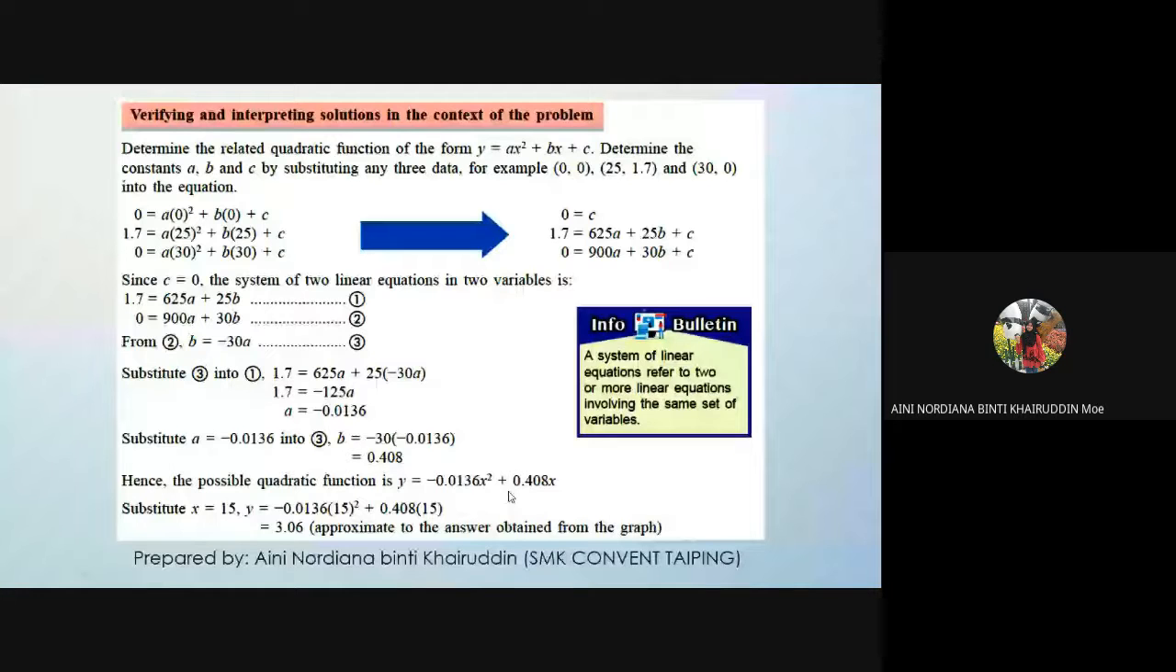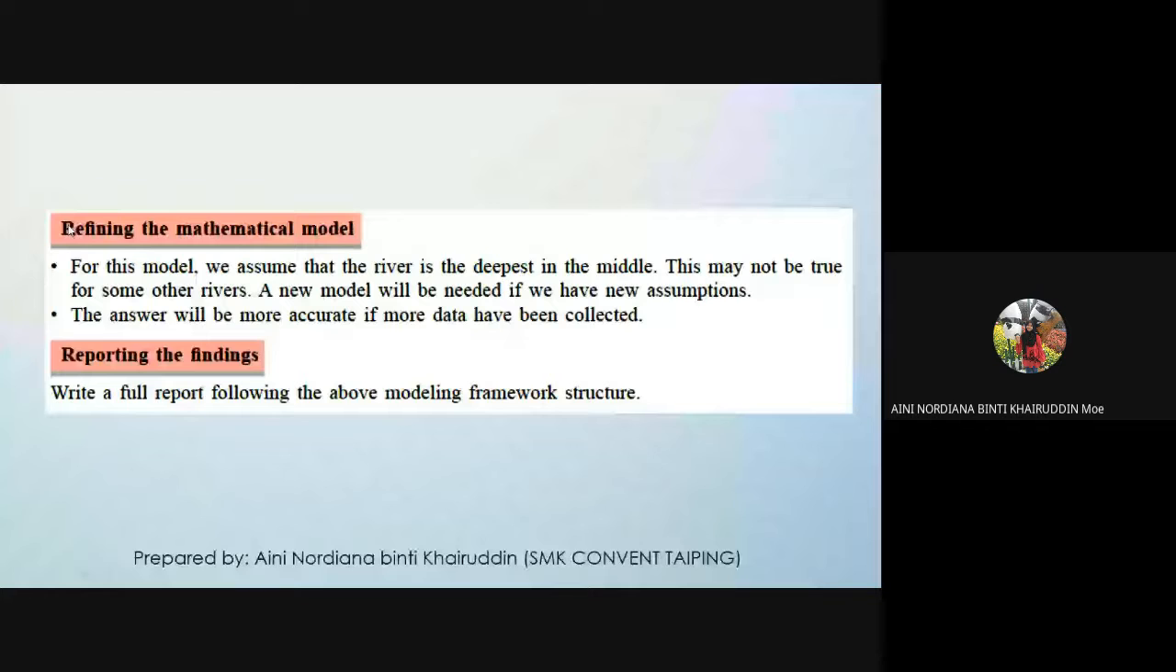Tapi untuk soalan inilah, bila kita nak refining the mathematical model, we assume that the river is the deepest in the middle. This may not be true for some other rivers. Maksudnya yang kita buat tadi itu mungkin sesuai untuk soalan. Tapi untuk river lain, tak sure. A new model will be needed if we have new assumptions. The answer will be more accurate if more data have been collected. So last step, reporting the finding. Write a full report following the above modeling framework structure.